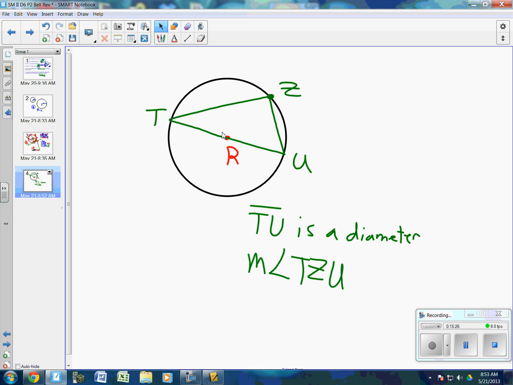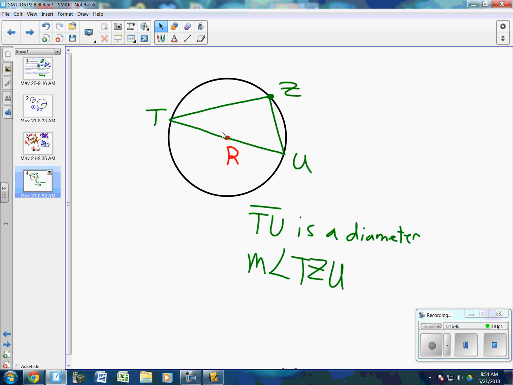Some of you guys are going like, how can you know the measure if I didn't give you any measures to begin with, right? The key is that I told you that TU is a diameter. And if you think about it, TZU is an inscribed angle.